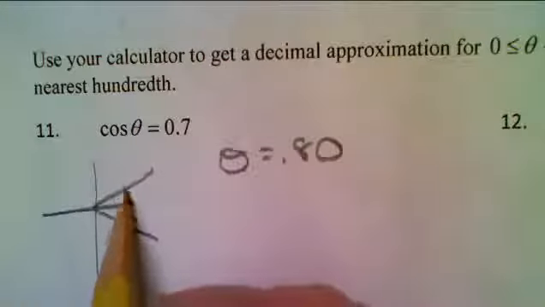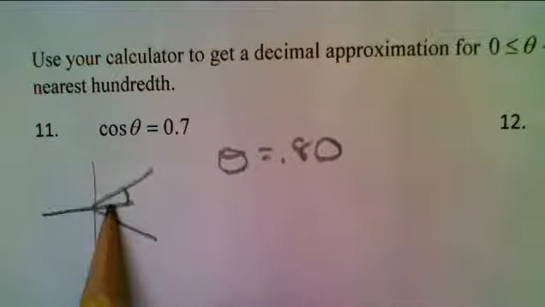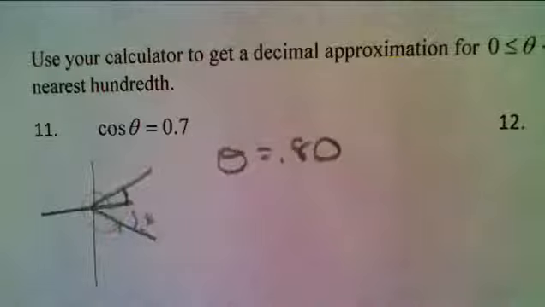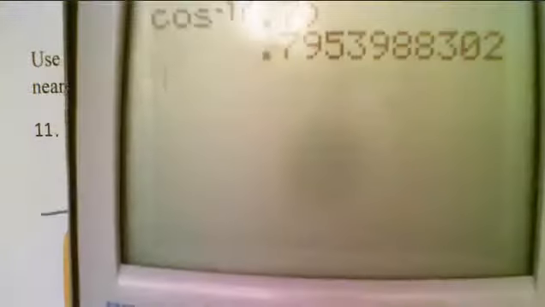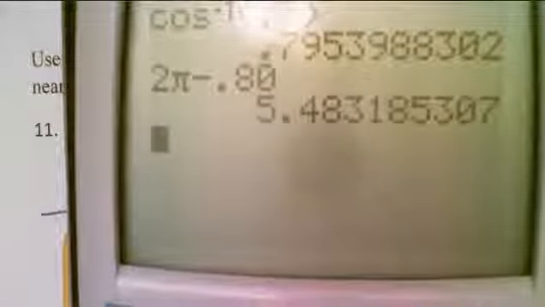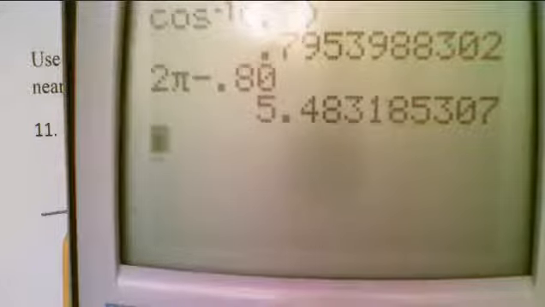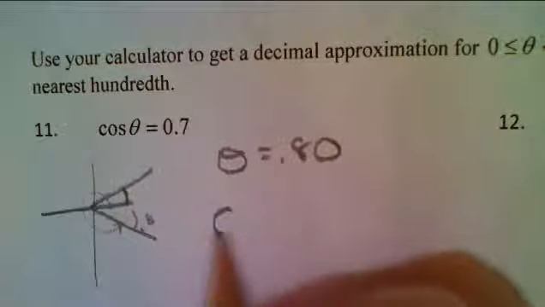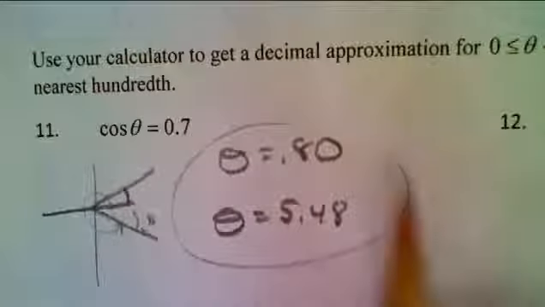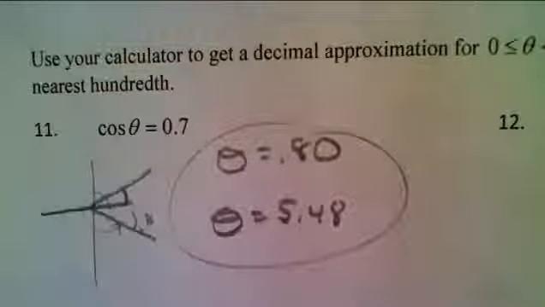And again, that's my reference angle here. So if I went all the way around the circle with a reference angle of 0.8, my angle would be 2 pi minus that 0.80. All I'm doing is taking the 2 pi, subtracting my reference angle, I get 5.48. So those are my 2 angles that have a cosine of 0.7. Alright, let's go over here.